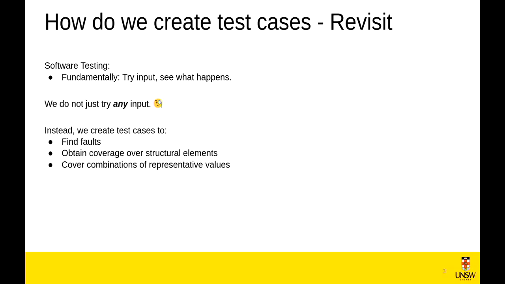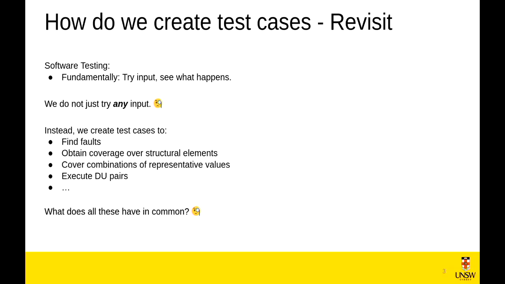We can also try to generate some combination of representative values, for example, the combination of different equivalence classes, or combinatorial testing we learned last week. Or if we can collect data flow information, we can try to use our test cases to cover def-use pairs and so on. So we have purposes. We do not just try to randomly generate any input, because the input space is infinite. These are the things we want.